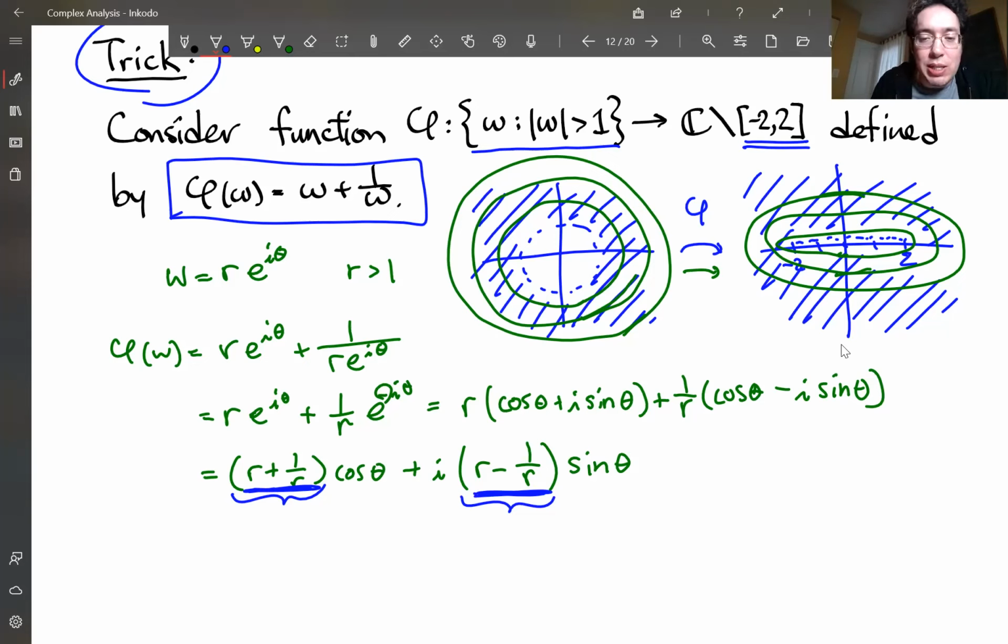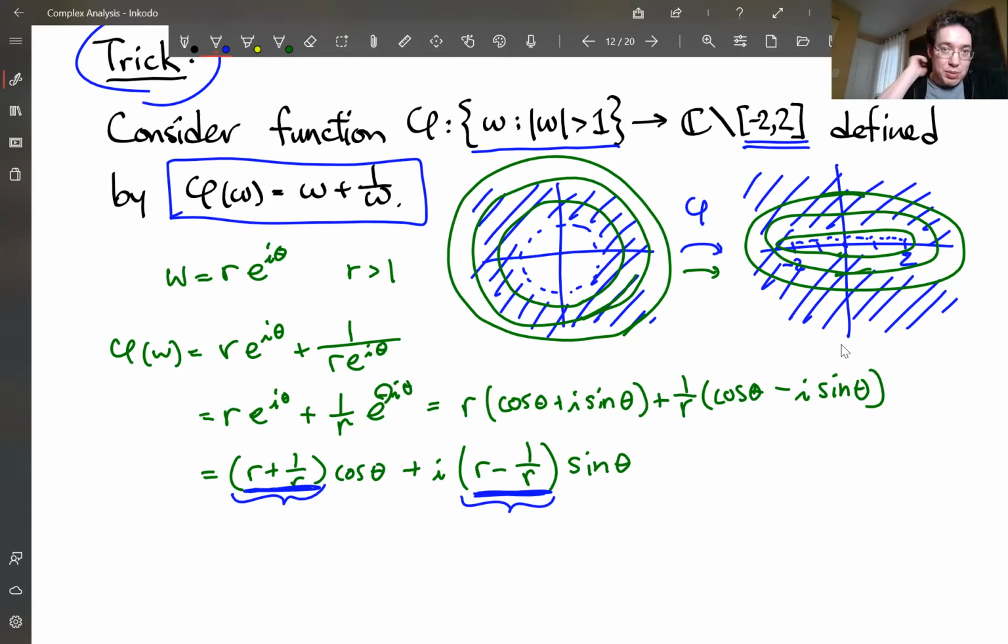So you can already see that it started with the radius of 1. R plus 1 over r is going to be slightly larger than r because it's r plus something and r is positive. And in the vertical direction, it's going to get squished a little bit. It started with the radius of r, but we're now subtracting 1 over r.